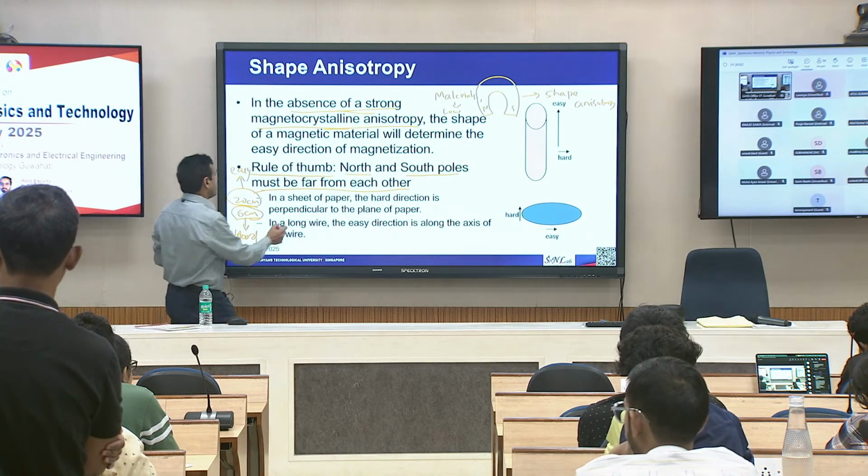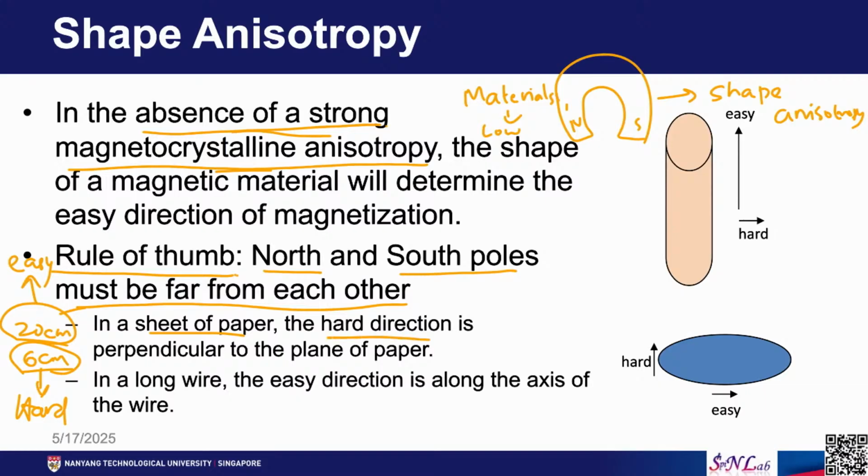So, in a sheet of paper, the hard direction is perpendicular to the plane of the paper, and if you take a long wire, the easy direction is along the length of the wire. If you take an ellipse for example, the north and south poles are far away along this direction, so this is the easy direction. If you magnetize along this direction, north and south are closer, so this is the hard direction. So, this is the concept of shape anisotropy.